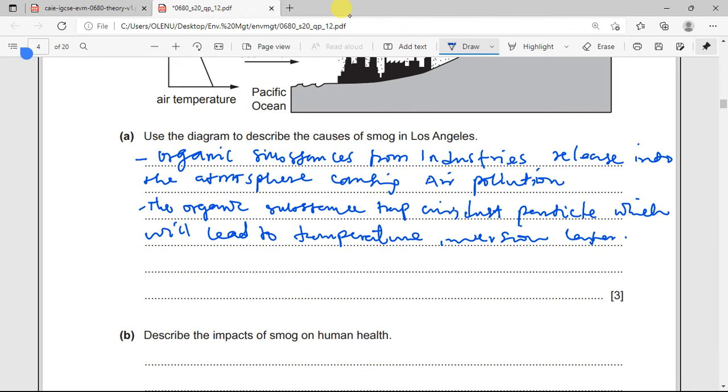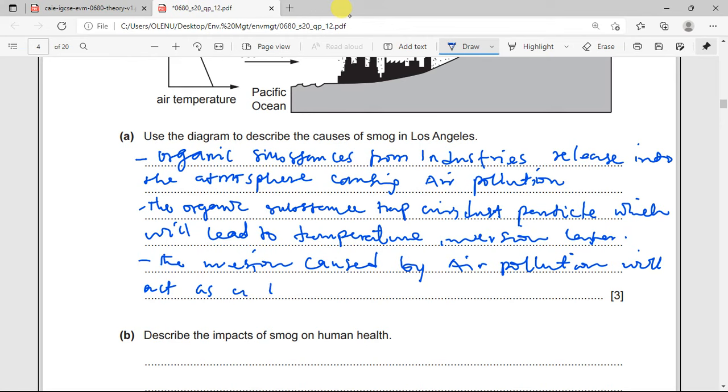This explanation should give you 3 marks, but you see, this inversion layer will act as a barrier. So the inversion layer formed by air pollution will act as a barrier to prevent air movement within that location.